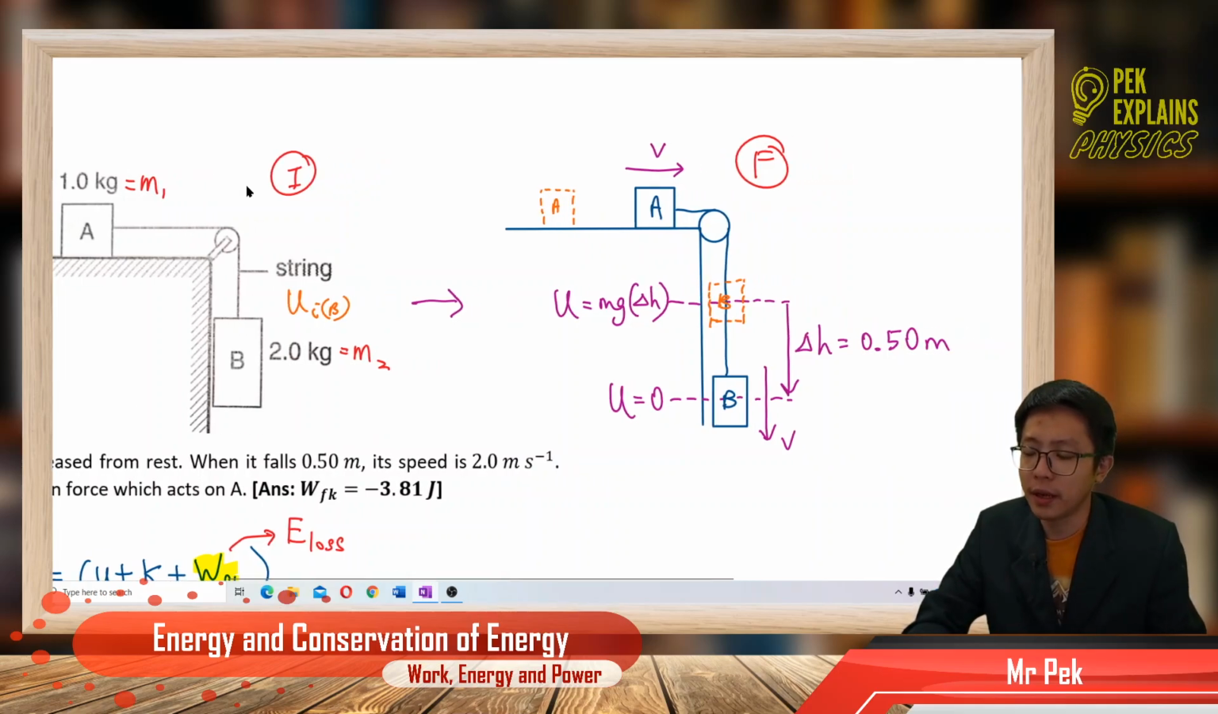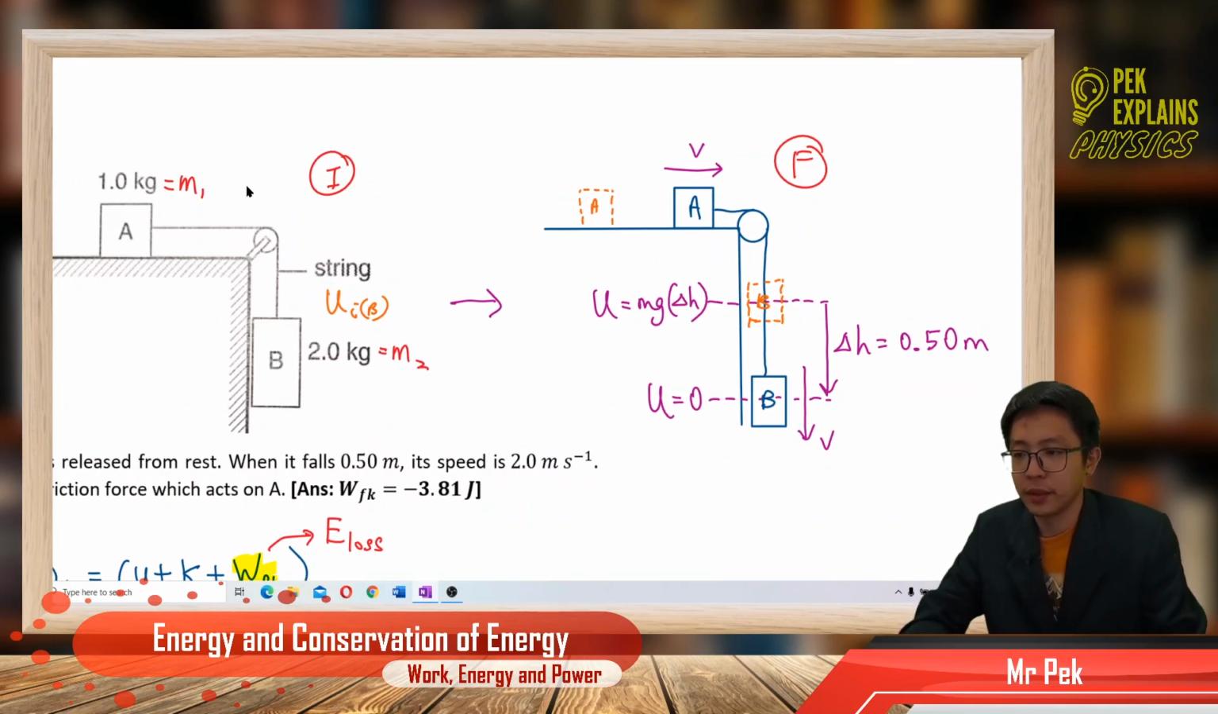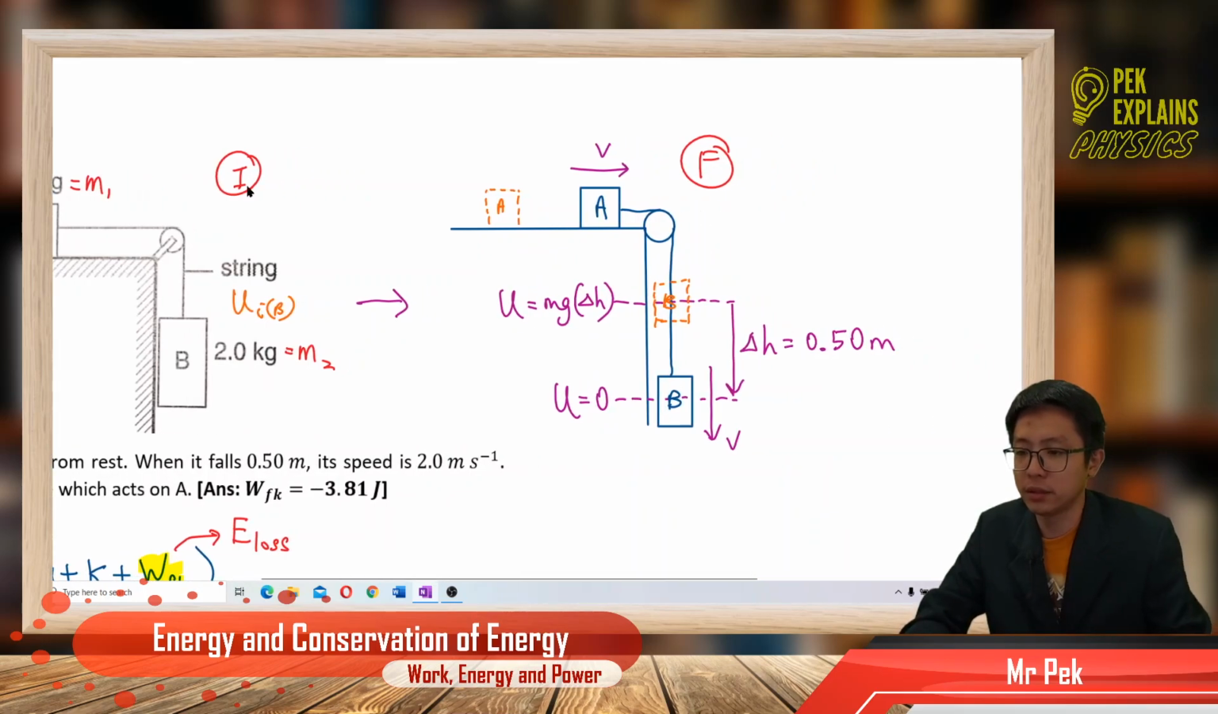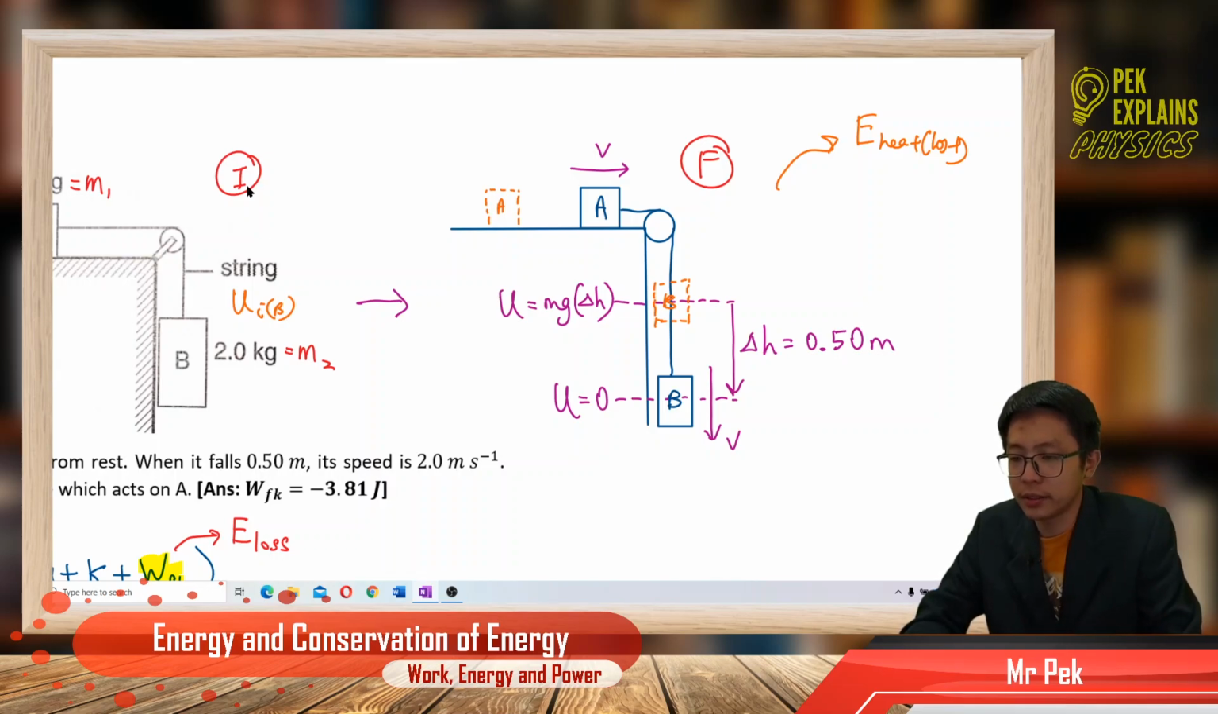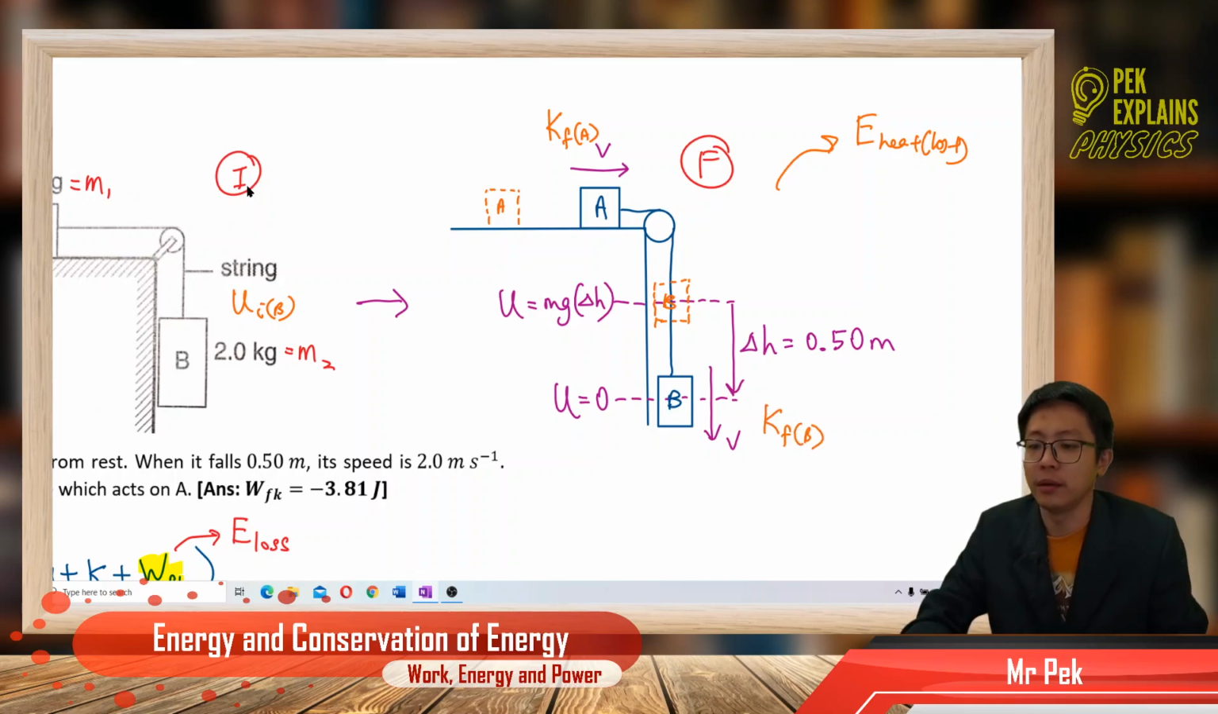And after it falls, some of the energy has been lost as heat. The block A has gained some kinetic energy, so it has kinetic energy for block A. And block B also gains some kinetic energy, the final kinetic energy for block B.